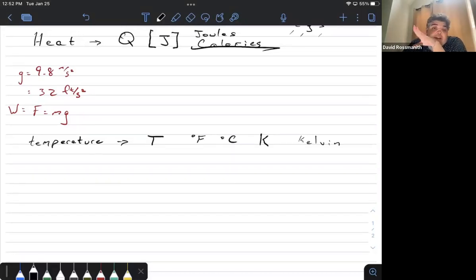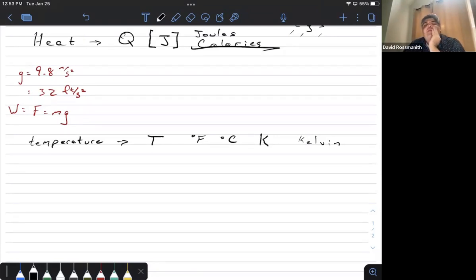Now, first thing, which is just a note to understand, is it's not degrees Kelvin, okay? It's degrees Celsius. So you'd say, how hot is that boiling water? It's 100 degrees Celsius. If you ask how hot is it in Kelvin, you'd say it's 373 Kelvin. You don't say degrees Kelvin. Why? I don't know. You just don't. It's Kelvin.